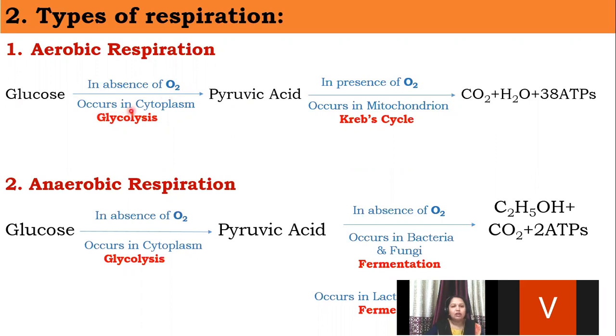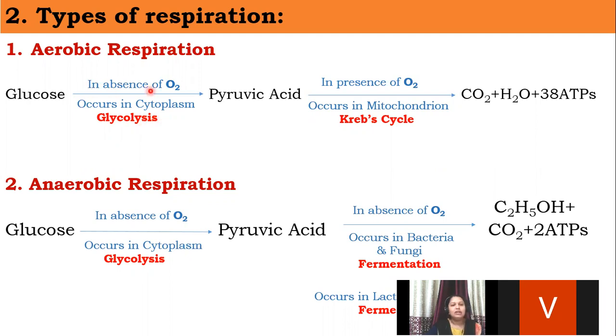This reaction occurs in the cytoplasm because the enzymes which are required to break the glucose into pyruvic acids are present in the soluble form inside the cytoplasm. And that's why these reactions occur in the cytoplasm itself. This process is known as glycolysis. Okay, the process is known as glycolysis.